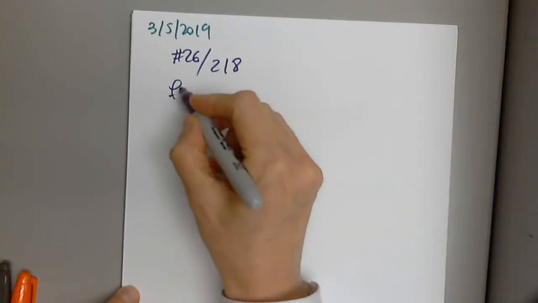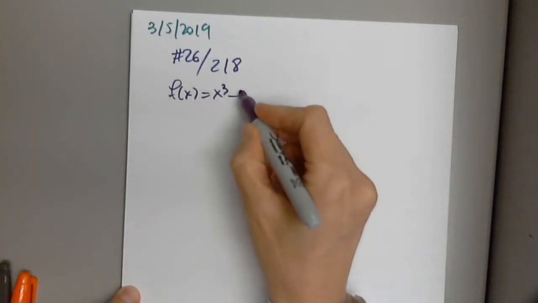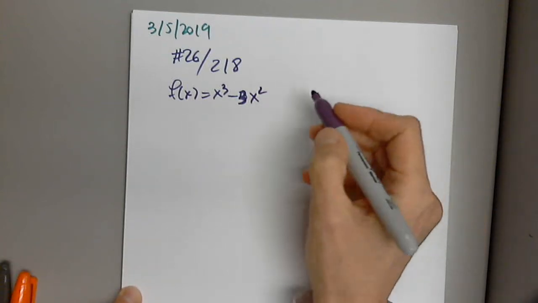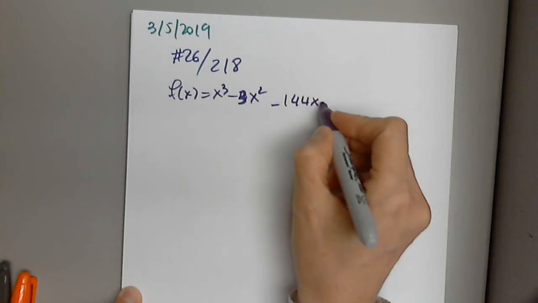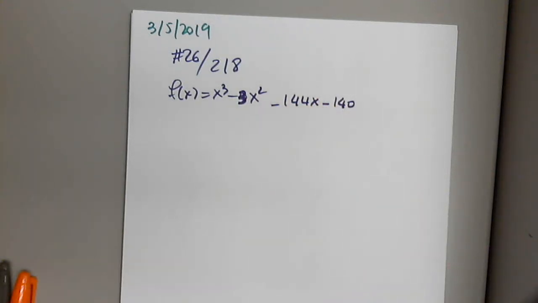So we have a function: x to the third minus 3x squared minus 144x minus 140. Let me check again. X to the third, yes, minus 3x squared, minus 144x, and minus 140. Again, we selected a polynomial function.